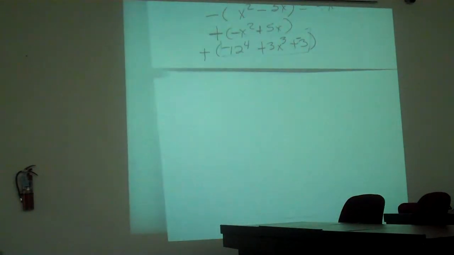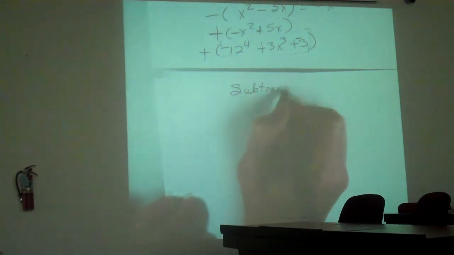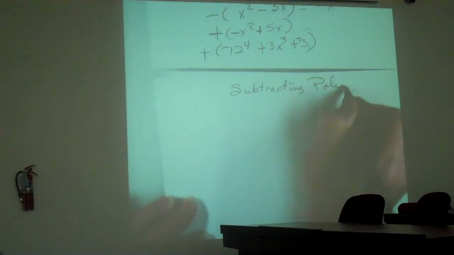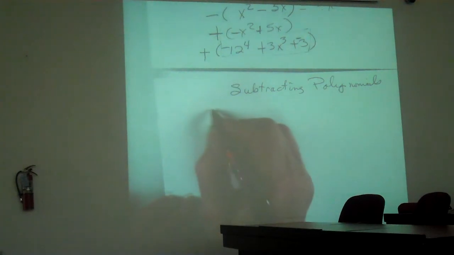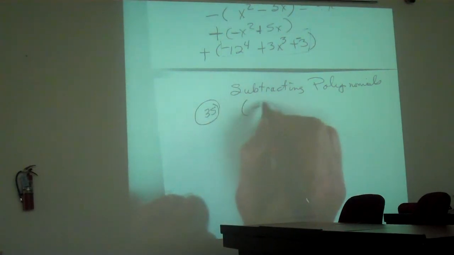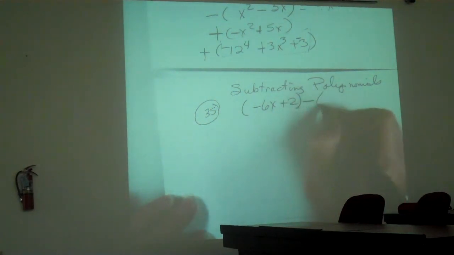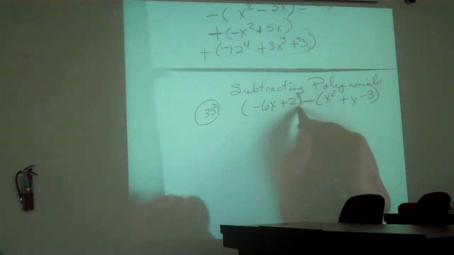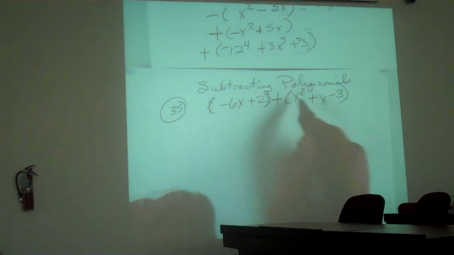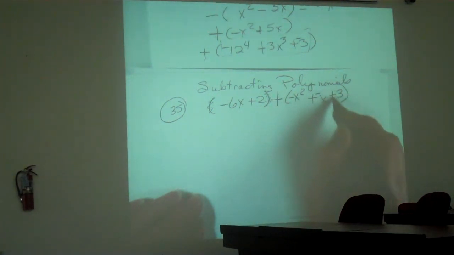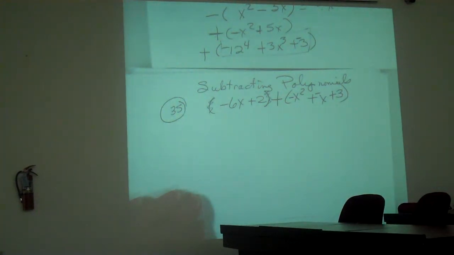Let's do a subtraction one where we change the inside like that. For subtracting polynomials. Okay, you do 33 and 34. I'll do 35. Negative 6x plus 2 minus x squared plus x minus 3. These parentheses don't really need to be here. These parentheses, you need to change the sign in there. We're changing this to plus the opposite. Everything gets changed to the opposite. That way you don't forget that you're subtracting this, subtracting that like that.